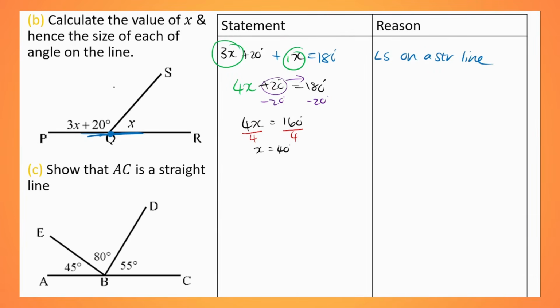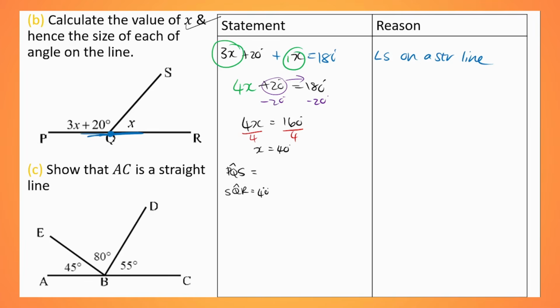Now let's just quickly go read the question to see if we answered everything they wanted us to answer. So calculate the value of x. Okay, we've done that. And hence the size of each of the angles on the line. Okay, this is why we read the questions. Don't do it like me and do it only afterwards, but do check. Okay, so then we have PQS is the one angle, and the other angle is SQR. So SQR was just x, so that's 40 degrees.